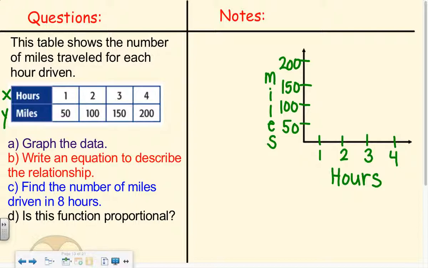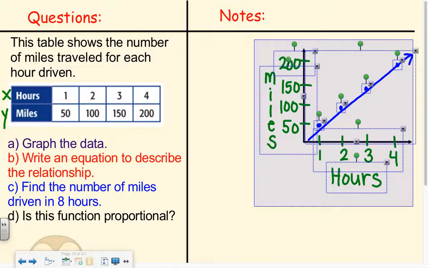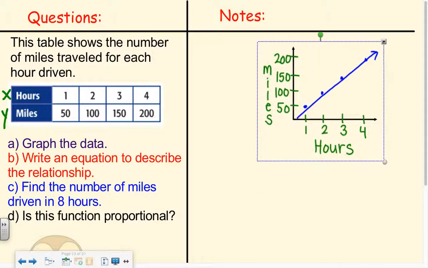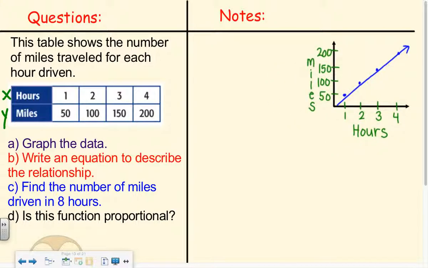All right, then I'm going to graph all 4 of those points. After 1 hour, we went 50 miles. 2 hours was 100 miles. 3 hours was 150 miles. 4 hours was 200 miles. And then I'm going to connect those dots with a line. All right, I have the graph of my data. I'm going to make this a little bit smaller and move it up to the corner. So let's keep working down this list.